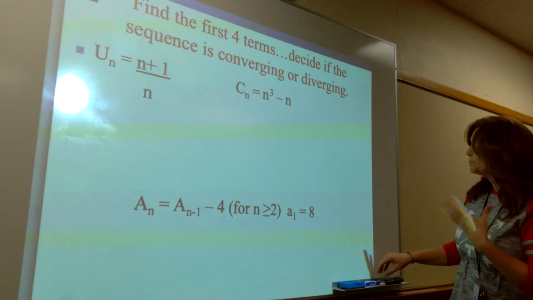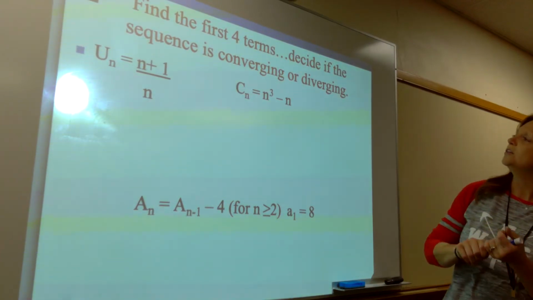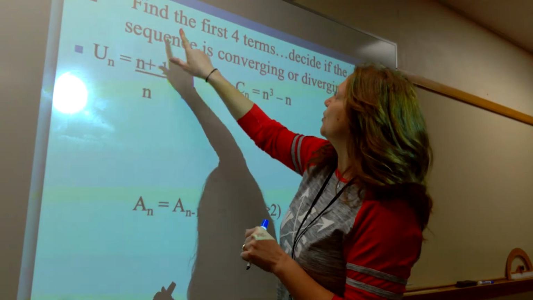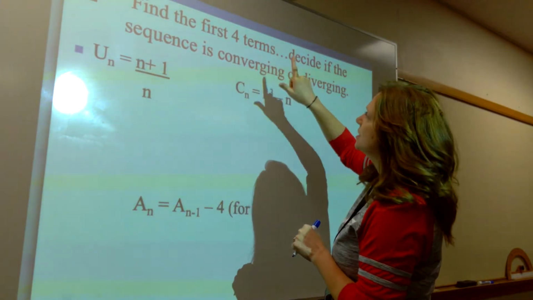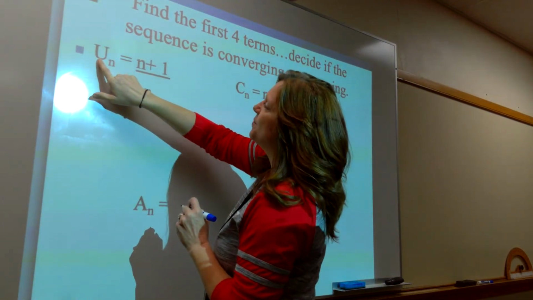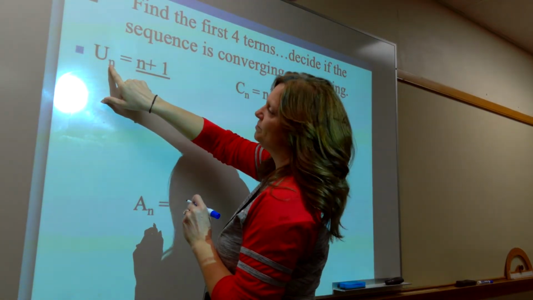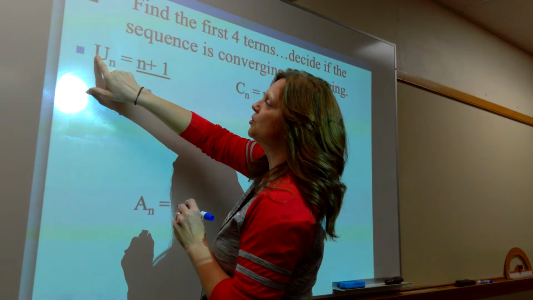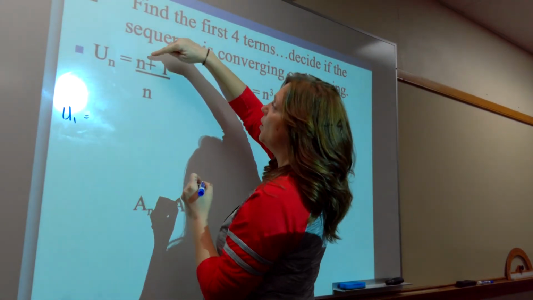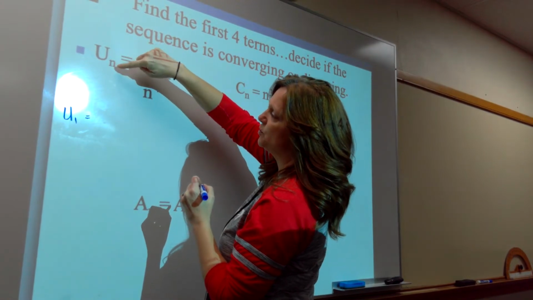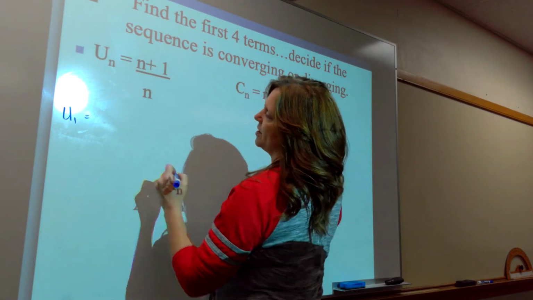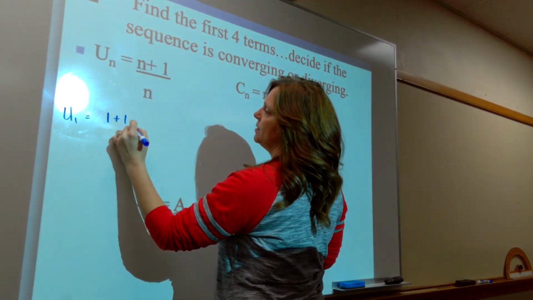All right, so let's get into what we're kind of talking about here. You will be given explicit rules for your pattern. So here's an explicit rule. We're going to come up with 4 terms and then decide if they're converging or diverging. So here's our rule, and this is subscript notation. So if I want to find the first term, u sub 1, what I do is I just put a 1 in for n. So it would be 1 plus 1 divided by 1.